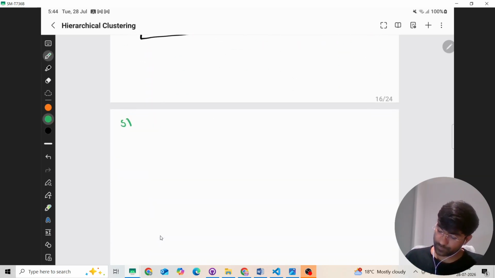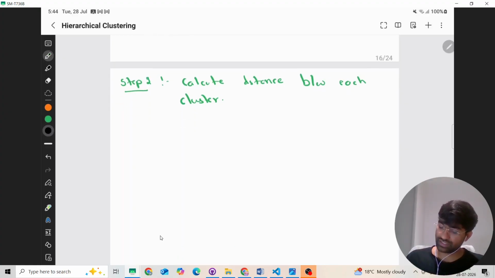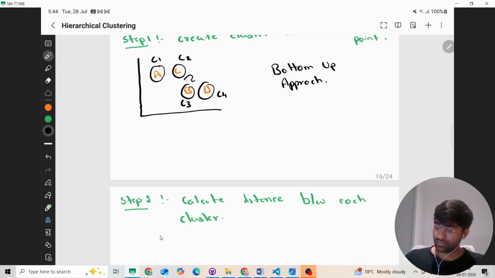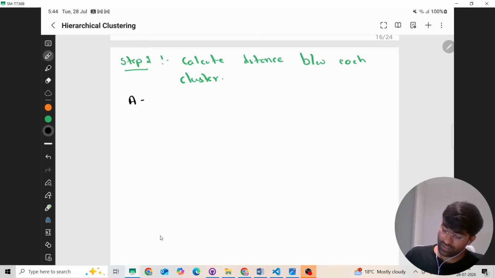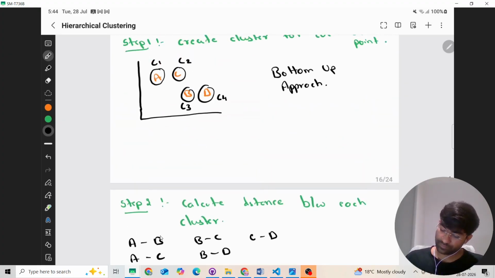Now in step 2, it will calculate the distance between each cluster. We have 4 clusters now: C1, C2, C3, and C4. It will calculate the distance of A with B, of A with C, A with D. For every data point it will calculate the distance: B with D and C with D. So all the distances it will calculate. If you see in this diagram, A and C are close to each other, and B and D are close to each other.